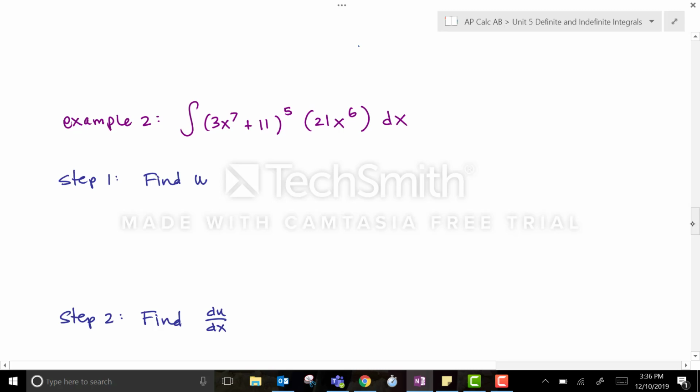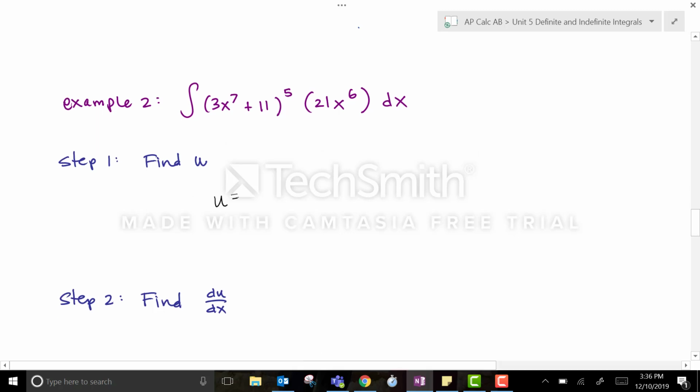We have the integral of (3x to the 7th plus 11) times 21x to the 6th, and I need to integrate this function. So the first step is I need to get rid of all the x's by finding u. I know that u is 3x to the 7th plus 11. I also know that du over dx, the derivative of u, is going to be 21x to the 6th.